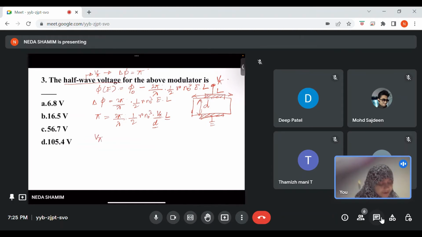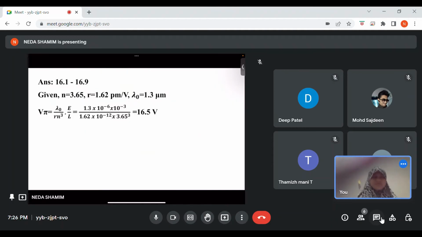So what is my V pi? V pi is equivalent to lambda by r n0 cube times D by L. Is it right? Yes, D by L. So this is the formula which you have to use to find the half-wave voltage. We have all the relevant information given to us. I would urge you to please check the values and let me know if there is any discrepancy. And this will be in volts. Okay, you guys got it?